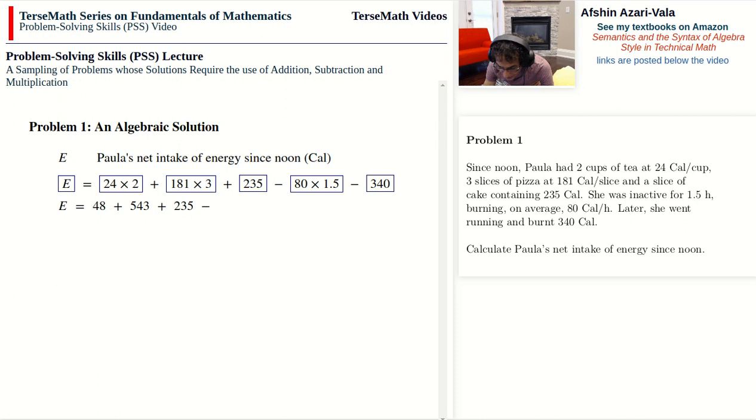Then we subtract 80 times 1.5, which is 120 calories. And 120 calories is the total energy loss during the time she was inactive. And then finally we subtract the 340, which is the energy that she lost when she went running. Now we can add and subtract all the terms in one step and write the result as E equals 366 calories. Since noon, Paula had a net intake of energy of 366 calories. Okay, so that's problem number 1.